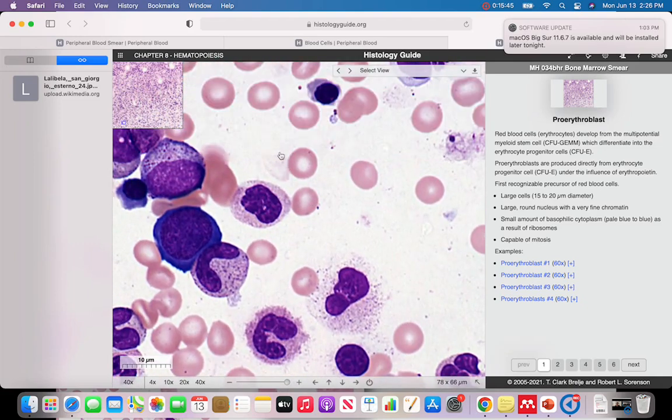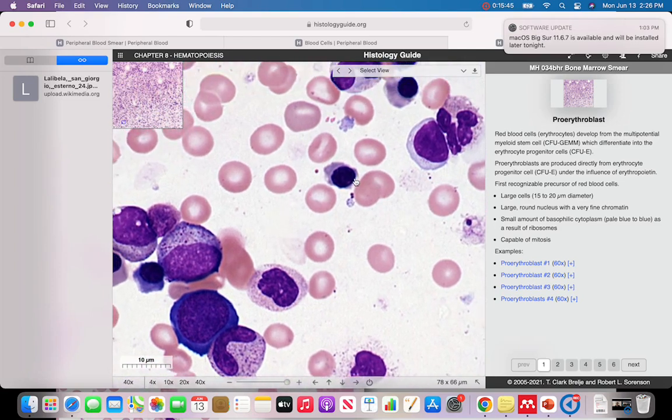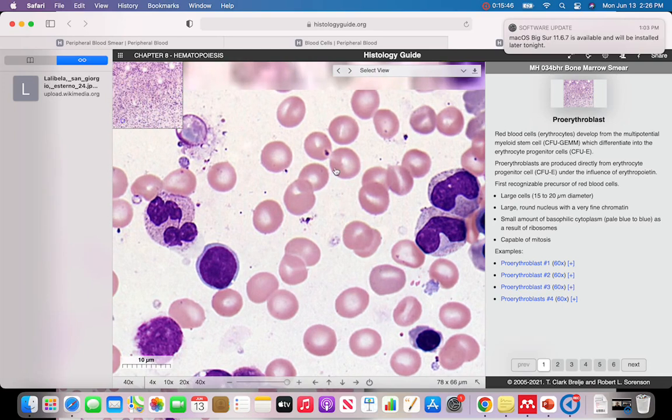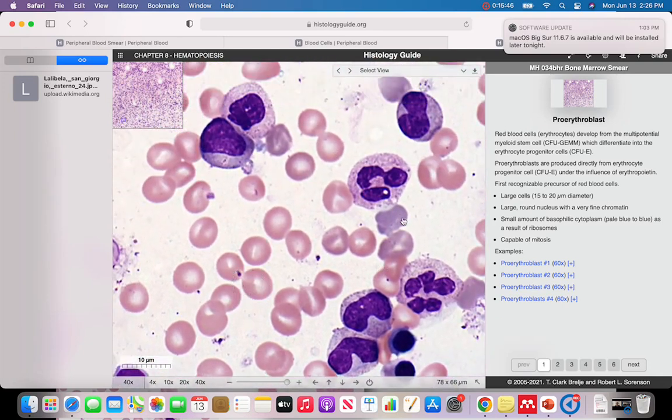So look around. For instance, here we have a transition between polychromatophilic and normoblast. This is a normoblast. And these are reticulocytes. So look around and try to identify the different cells in the erythropoietic lineage.